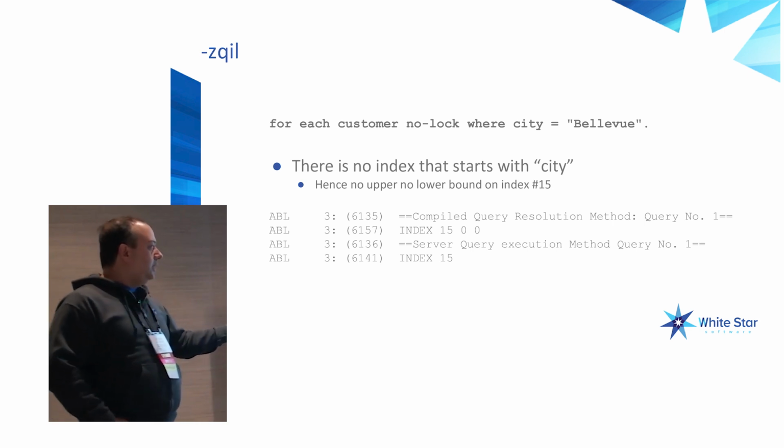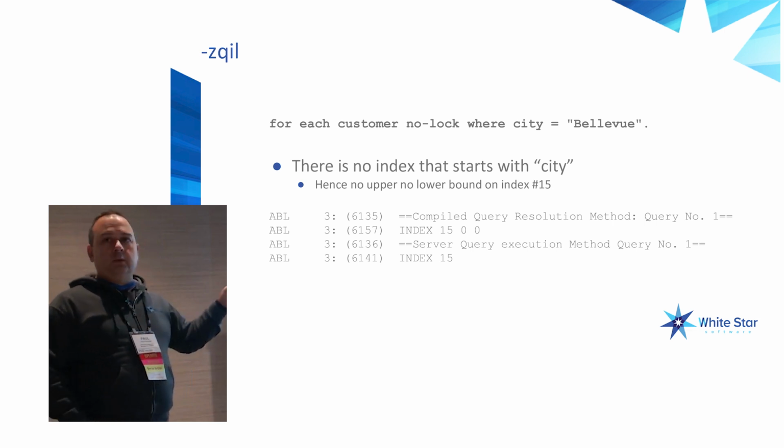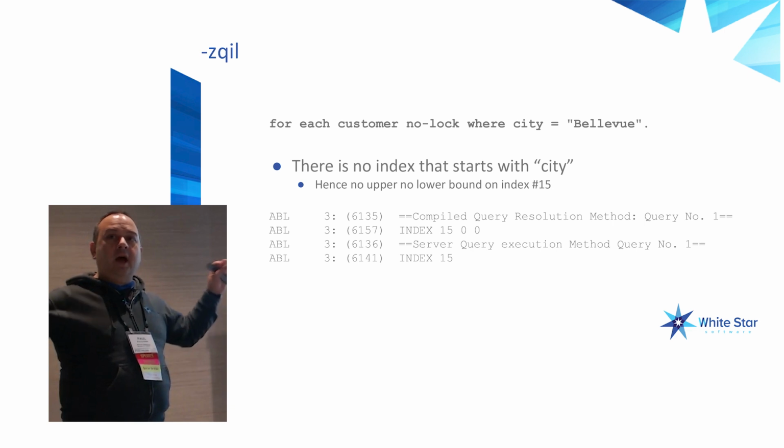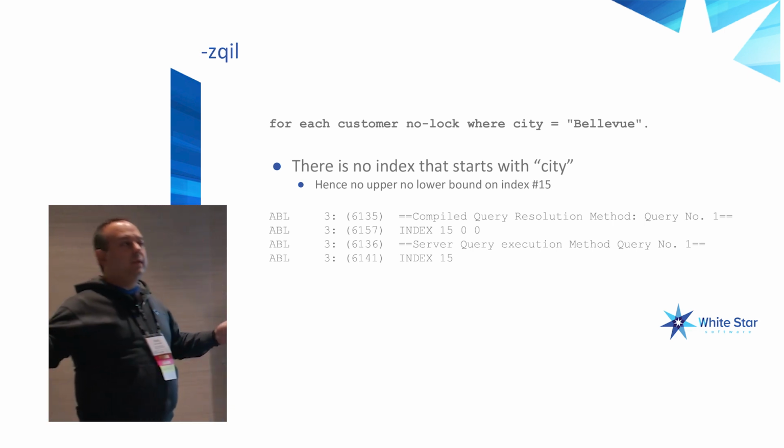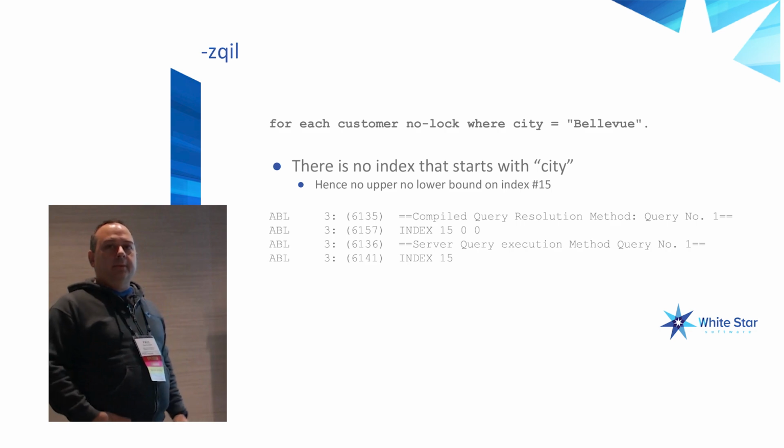The important thing to see here is when you see 0, 0, it means full table scan. It means I used this index and nothing limited the amount of that index that I used. I used the entire index, I read the entire table.